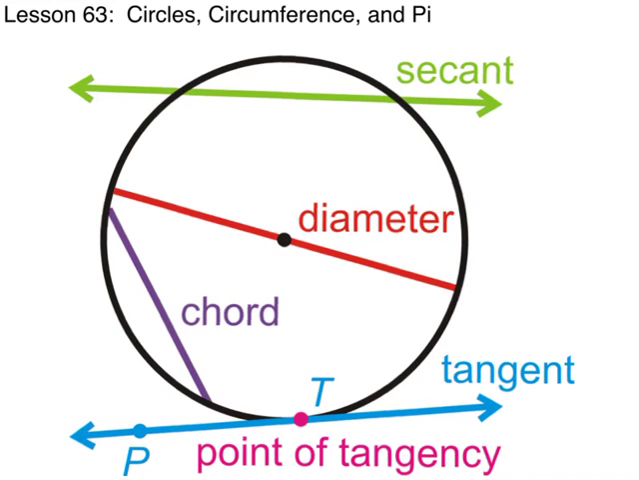Welcome to Lesson 63, Saxon's Algebra 1/2, 2nd edition. This lesson is on circles and circumference and pi, which all relate to each other.